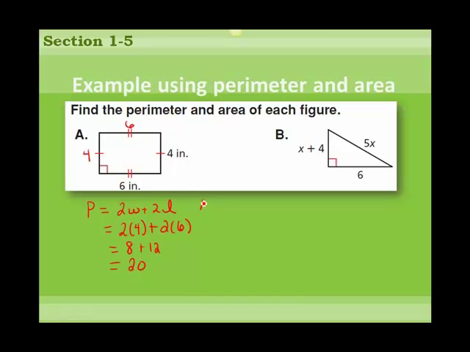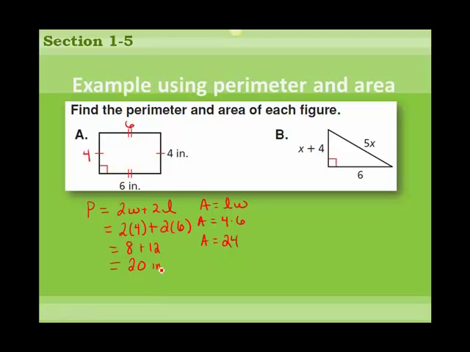And of course, to find the area of this figure, it's length times width, which is 4 times 6, which is 24. Now one thing I should mention is that including units on these is very important.